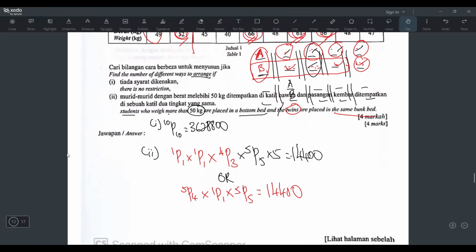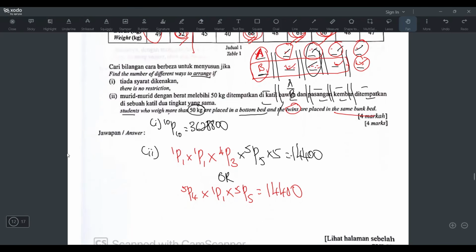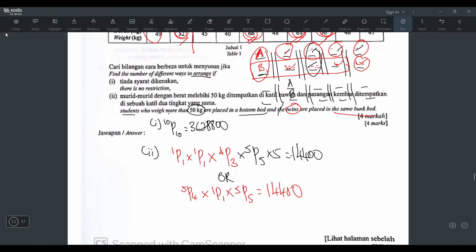Okay, I need to explain. I need to tell you something. For those who buy this green color book, the green color book actually has answers. And I need to tell you that the book answer is wrong. The book answer actually did it like this. They never times five. I feel like I need to tell you the answer in the book is wrong.